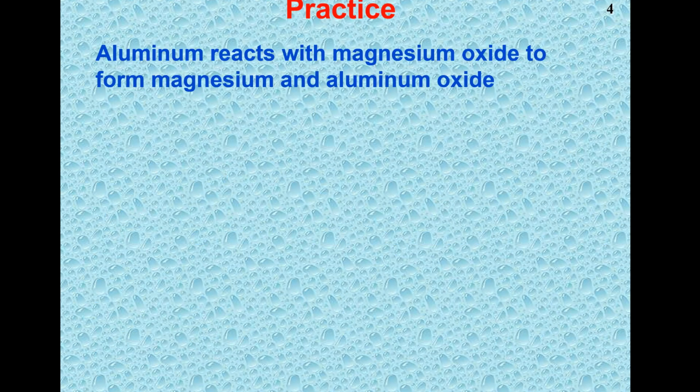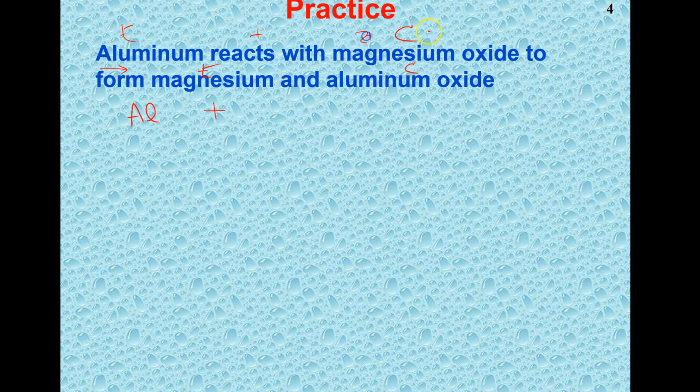Okay, so if I look at this, I see aluminum, one word, that tells me it's an element. Reacts with magnesium oxide, two words, that means compound. To form means arrow. Magnesium is one word, element. Aluminum oxide, compound. So what I'm going to do is write them here, and then I'm going to have to erase for the next one. So I have aluminum. Notice I did not write 3 at all. If it's an element, it's just the letters. There's no numbers. Plus magnesium oxide.